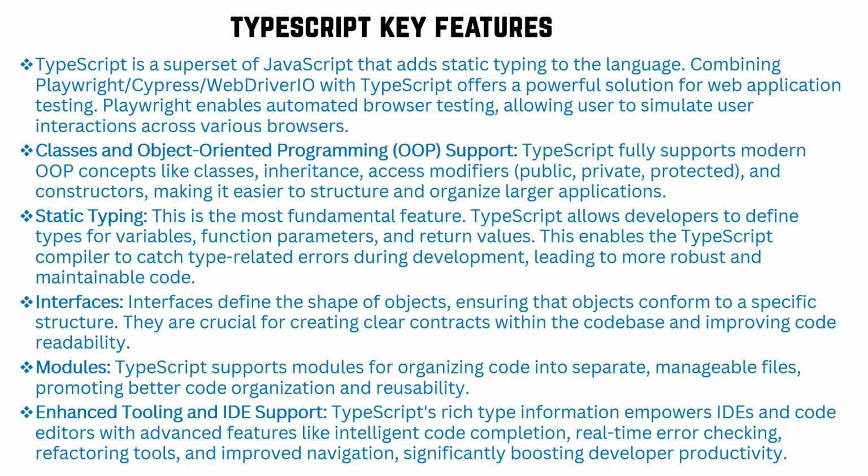So static typing we already discussed. One of the key features of TypeScript is called static typing. This is the most fundamental feature. TypeScript allows developers to define types for variables, function parameters, and return values. This will enable the TypeScript compiler to catch type-related errors during development, leading to more robust and maintainable code. Interfaces define the shape of an object, ensuring that objects conform to a specific structure. They are crucial for creating a clear contract within the code base and improving code readability.